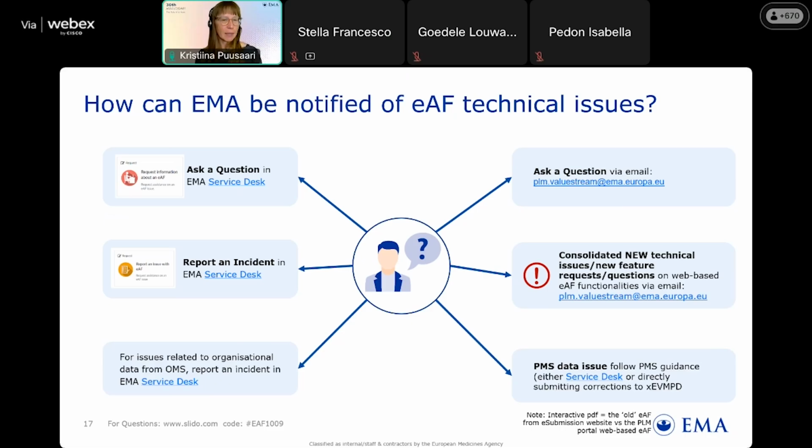So when it's a PLM portal eAF issue, make sure that you go through the PLM portal. And then if you have an issue with the interactive PDF eAF, which is not in the PLM portal, but from the eSubmissions website, please make sure that you select e-submissions first and then the interactive PDF from there, because we still receive, if not on a daily basis, at least on a weekly basis, tickets that are selected for the wrong system. So this, of course, can cause delays in response to the tickets.